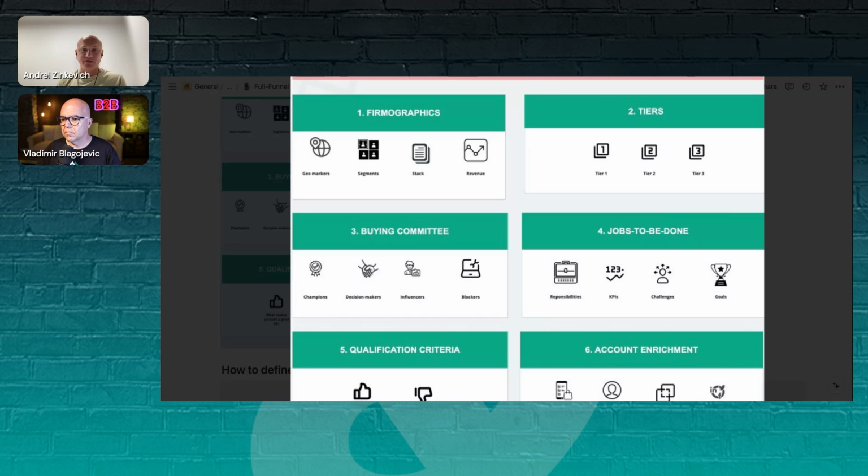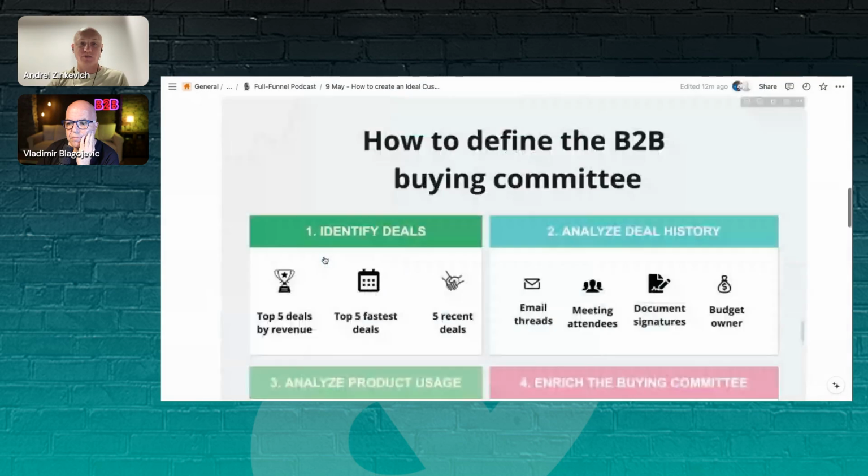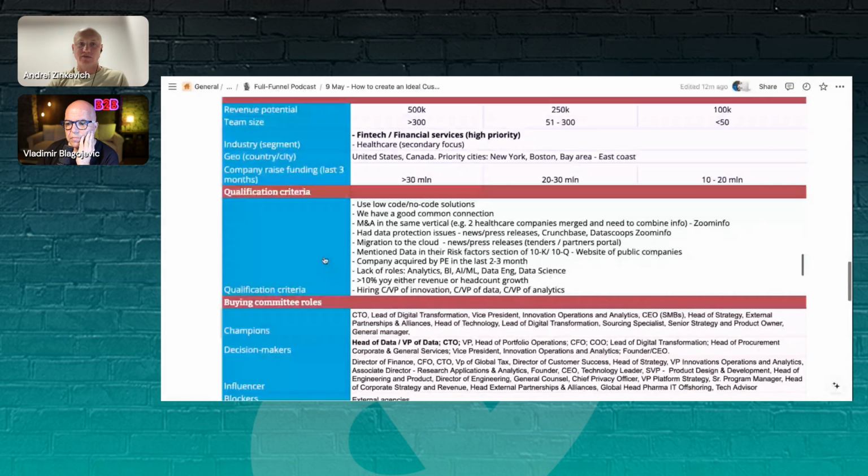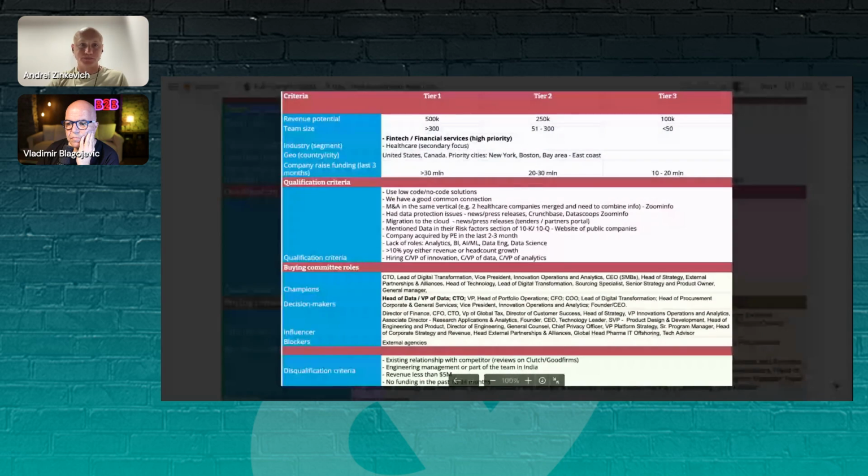And then we have two more pillars: account enrichment and account qualification and disqualification criteria. I think what makes sense when it comes to account qualification and disqualification criteria, we can switch to the practical example that we prepared for you, so you can see what this criteria looks like.